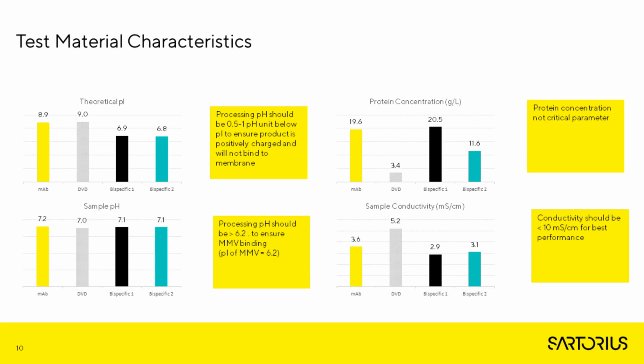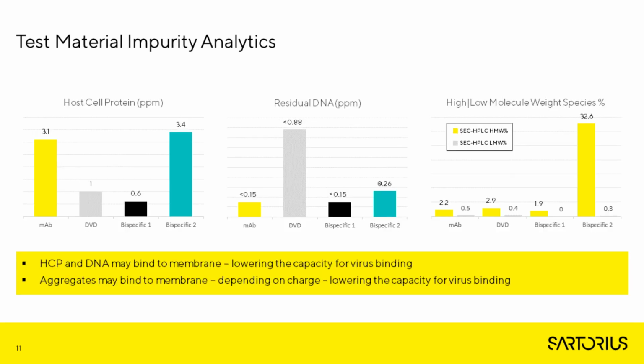And last, on the bottom right, we have conductivity. So to achieve good binding of impurities and virus, when using Q chemistry, a conductivity less than 10 millisiemens per centimeter is needed. So here, our conductivities are all less than 5 millisiemens, which is really good.